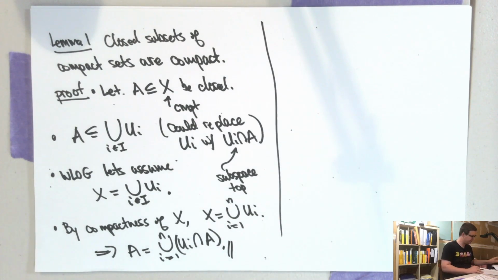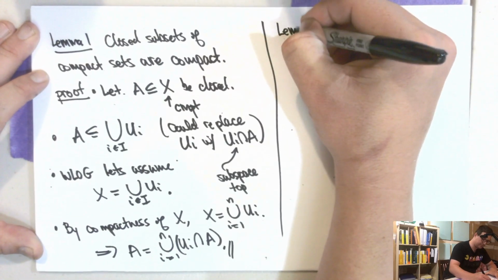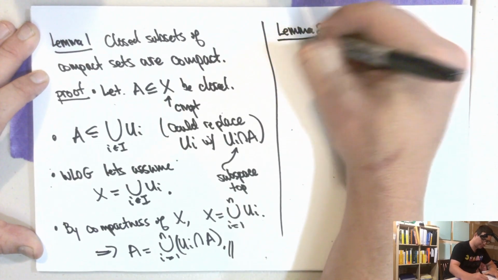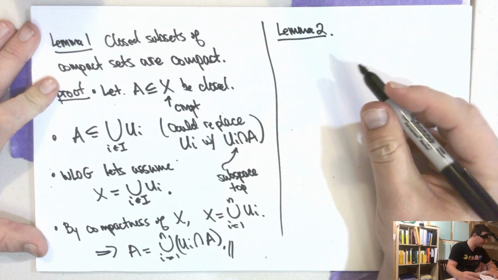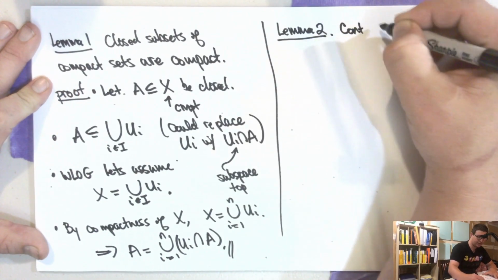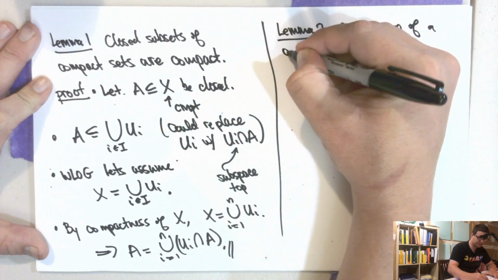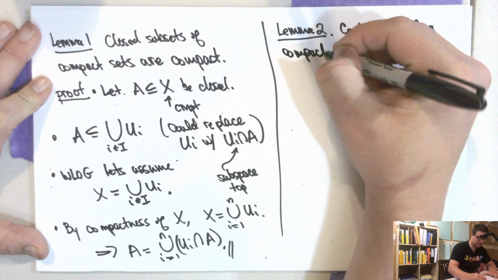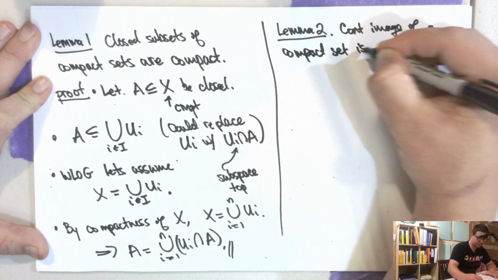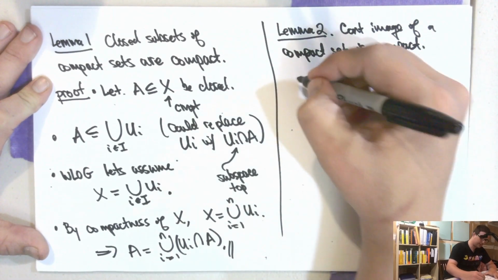All right. Okay, so let's prove the next result. So the next lemma was that the continuous image of a compact set is compact. So the continuous image of a compact set is compact. All right, so let's do the proof.